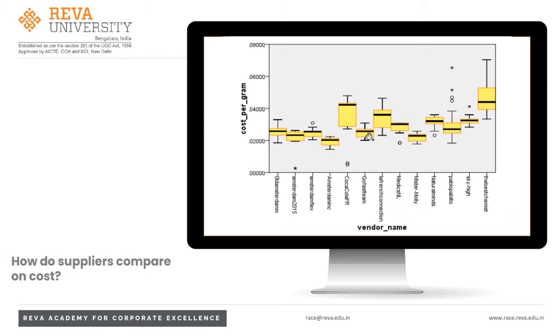Now compare this profile with Go Fast: almost low price, and the size of the whiskers in the box is also less, indicating that there is less price volatility as far as the Go Fast team is concerned. So here we are doing a comparative study of the cost of the different suppliers.